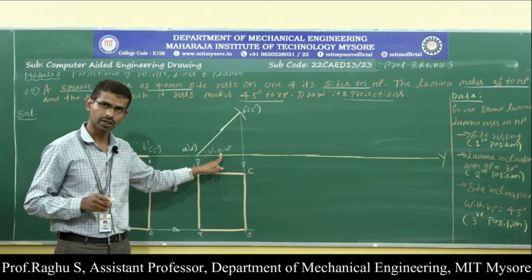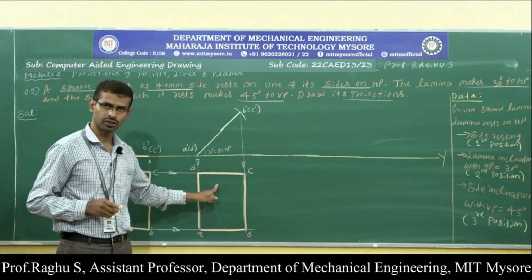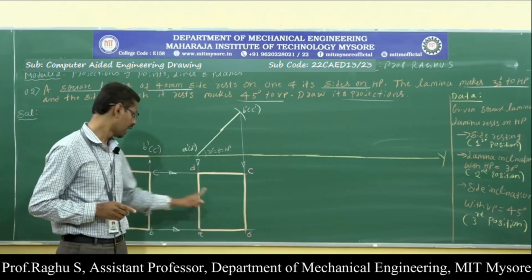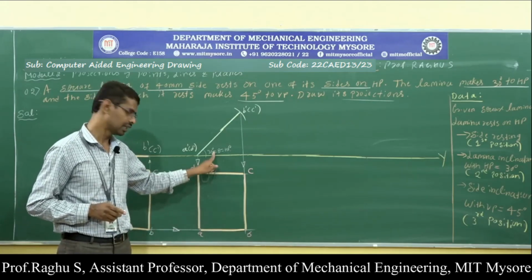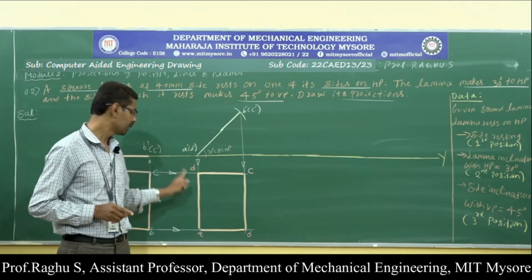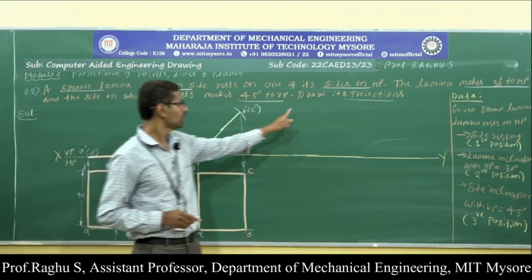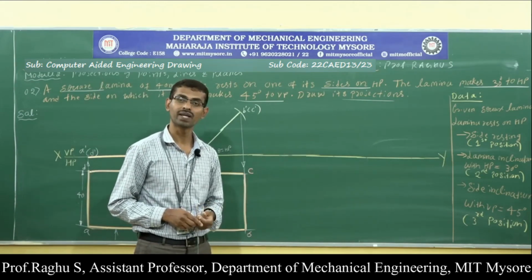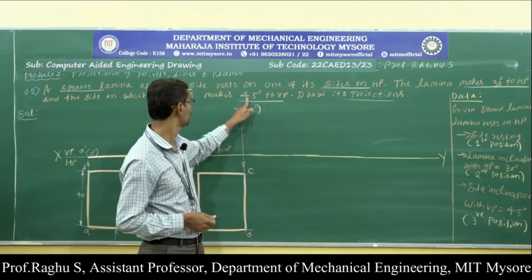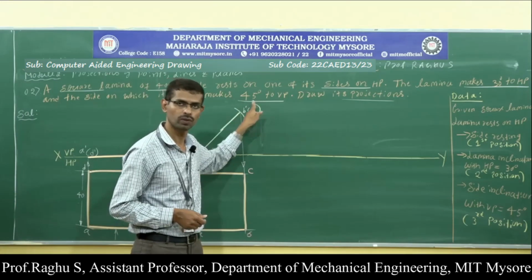When the lamina is inclined, here the length is going to change. This is the true shape and this is the apparent shape. Because of this inclination, the lamina's length is going to change. Next, to draw the last position, I need the VP inclination. So what is the VP inclination here? 45 degree with respect to VP.